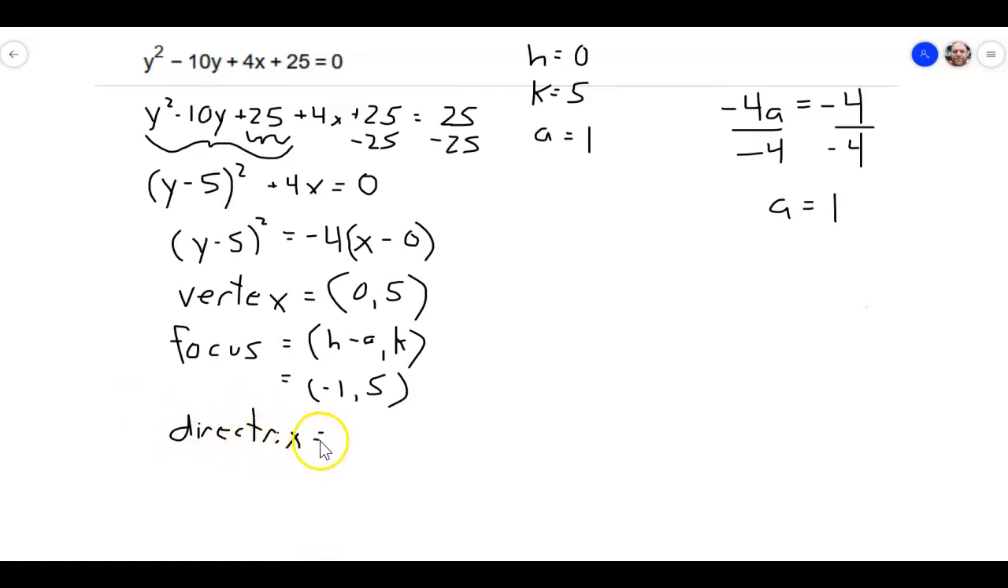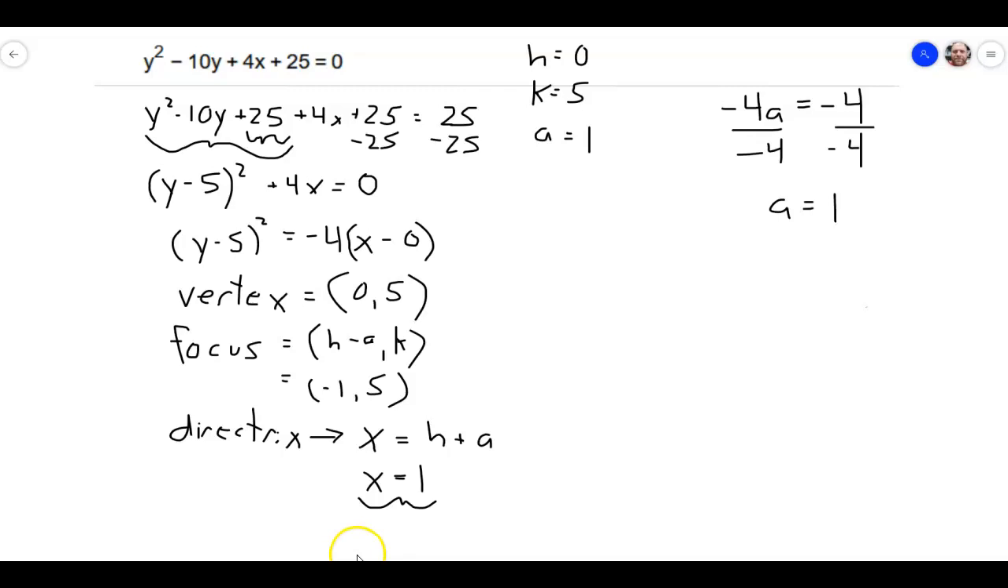And that equation is x is equal to h plus a. This is the opening left one. So in this case, it would be x is equal to 0 plus 1, which is 1. So this here is the equation of our directrix. And finally, we want to graph this thing.